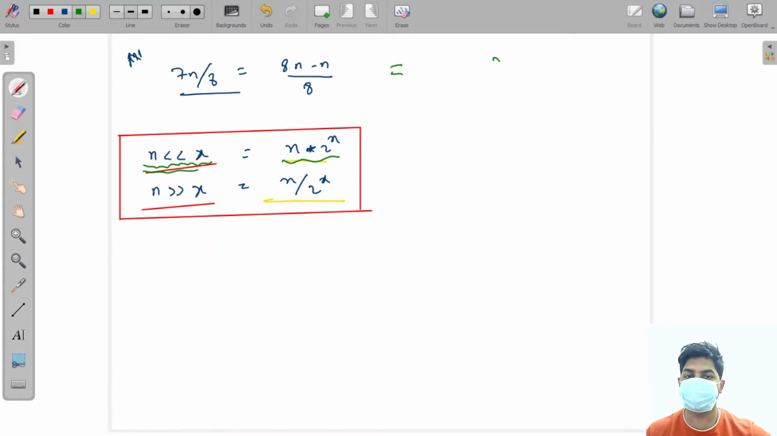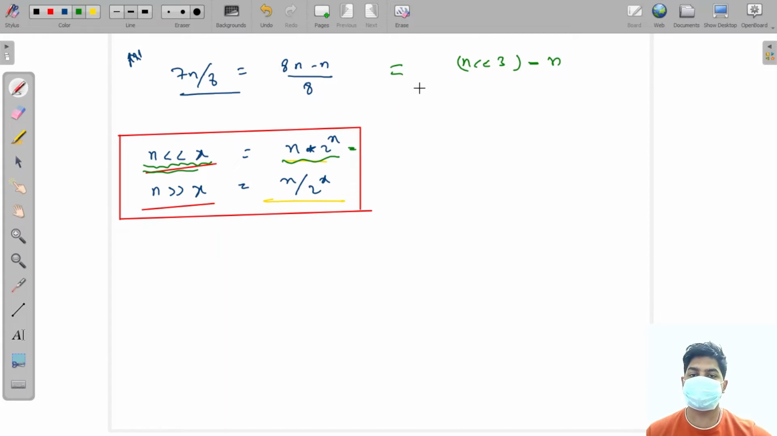So here what we want is 8 times n, and 8 times n is 2 raised to power 3 times n. If we look at this property, n left shift of x is equal to n into 2 raised to power x. So 8n can be written as n left shift of 3, and then we will get 8n minus n.